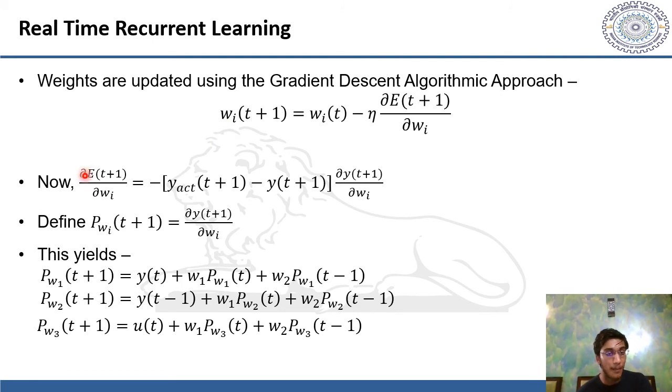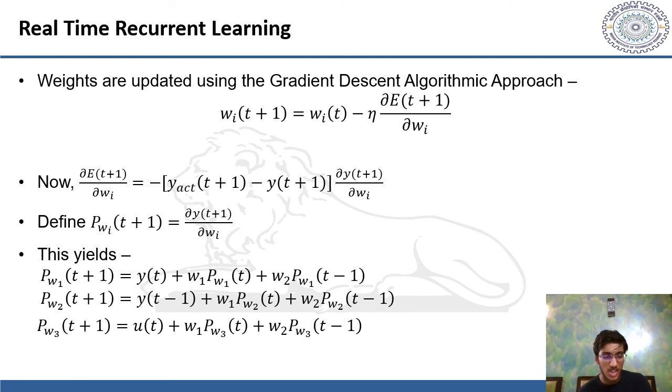Now this partial derivative of e of t plus 1 with respect to w sub i is equal to, using the chain rule which we already know from calculus, the negative of y actual of t plus 1 minus y of t plus 1 times the partial derivative of y of t plus 1 with respect to w sub i. We define p sub w sub i at t plus 1 as being equivalent to the partial derivative of y of t plus 1 with respect to wi, and this yields the following update laws for these p sub wi of t at instance of time t plus 1.